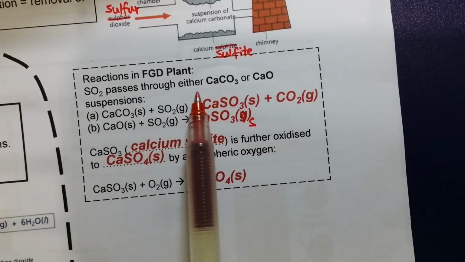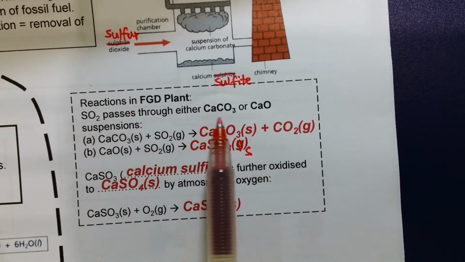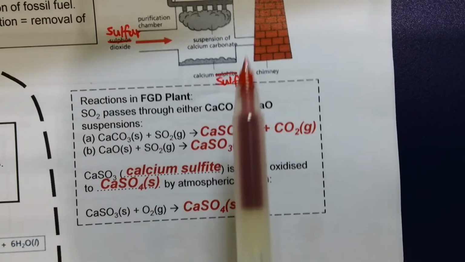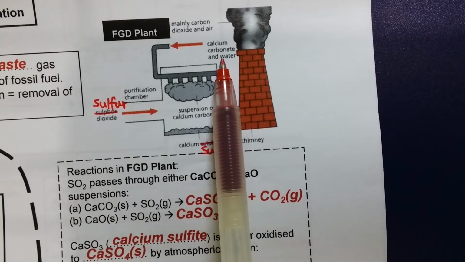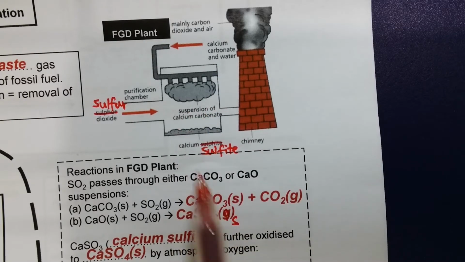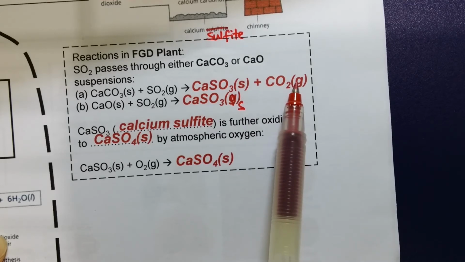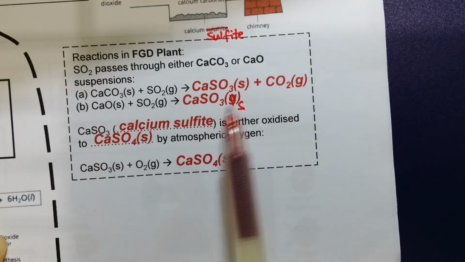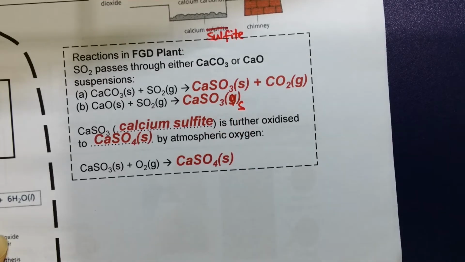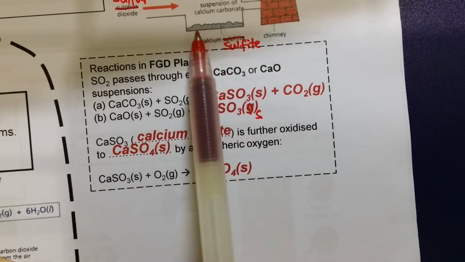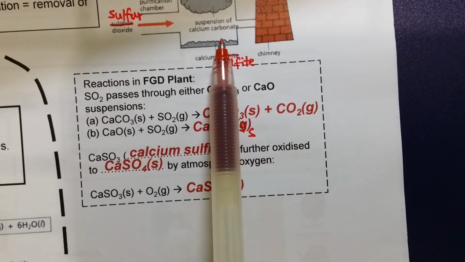These are the reactions in the FGD plant. Sulfur dioxide passes through either calcium carbonate, limestone, or calcium oxide. This calcium carbonate or calcium oxide is mixed with water, so they become a suspension. Sulfur dioxide reacts with calcium carbonate or calcium oxide to form calcium sulfite and carbon dioxide. In the case of calcium oxide, it will form calcium sulfite only. And this calcium sulfite will be further oxidized by oxygen in the air to form calcium sulfate, which is a solid. So the calcium sulfate would remain here, which can be removed later.